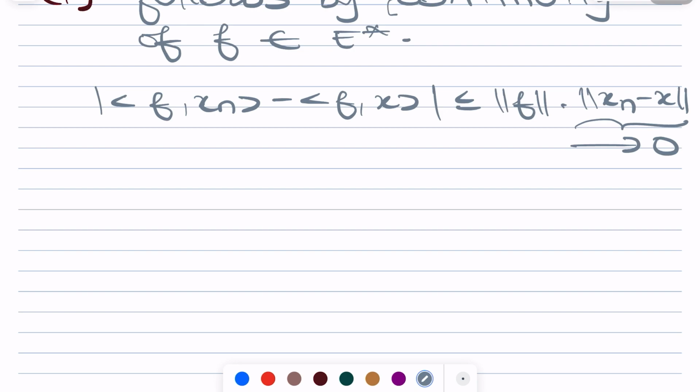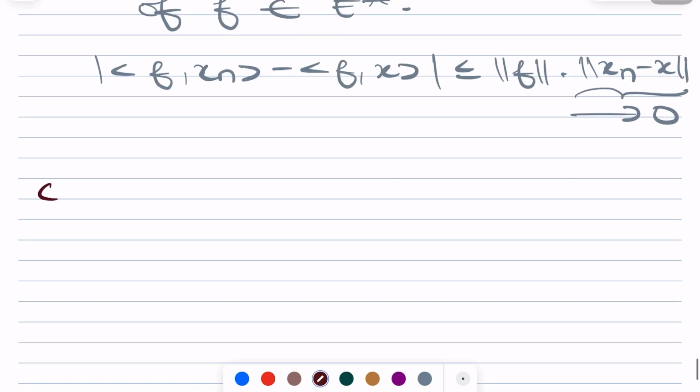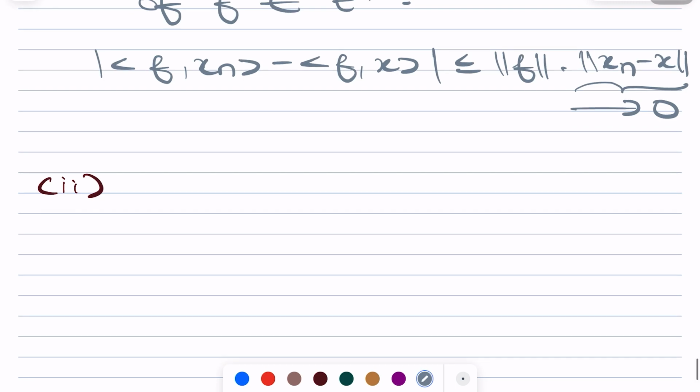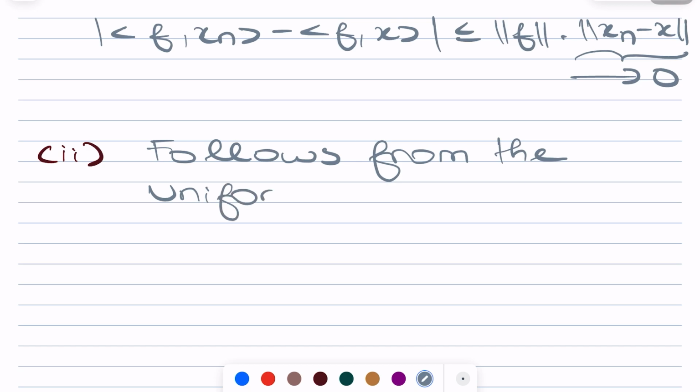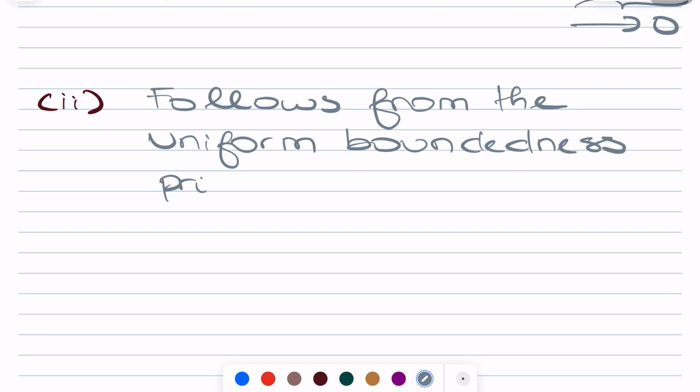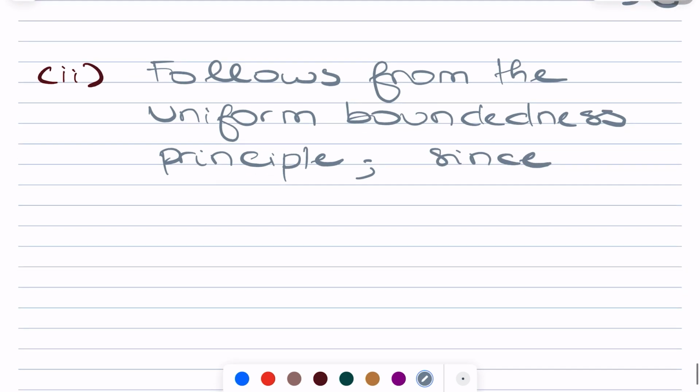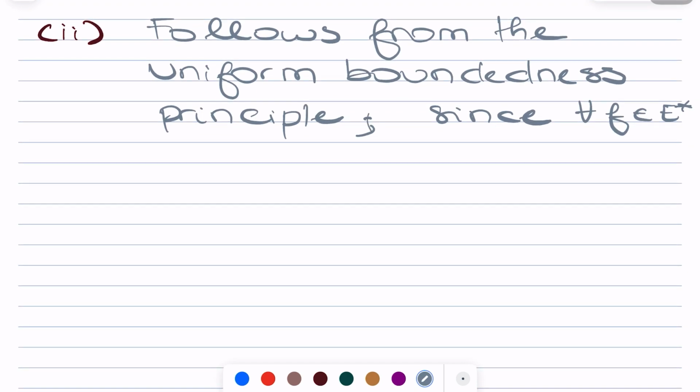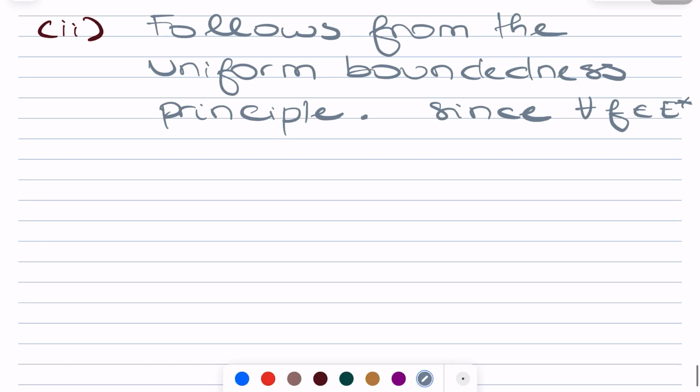For the second property, number 2, it basically follows from the uniform boundedness principle, the Banach-Steinhaus theorem. Since for every f in the dual space, the sequence f of xn is bounded.